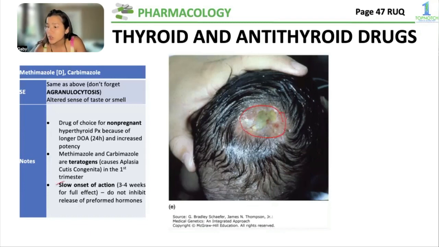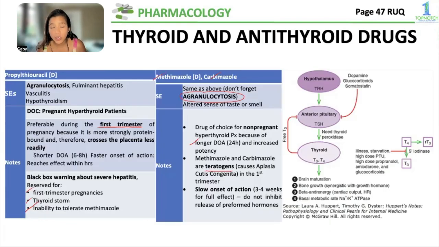It also has a slow onset of action. It takes up to 3 to 4 weeks to exhibit the full effect, which is why they don't really inhibit the release of preformed hormones. So in thyroid storm, when it's very, very severe, you really need to lower the thyroid hormones ASAP or else the patient could die, we give propylthiouracil instead of your methimazole. In addition to a much quicker onset of action, one other benefit of high-dose propylthiouracil is it also inhibits the conversion of T4 into the more active T3. So it's especially useful in thyroid storm.